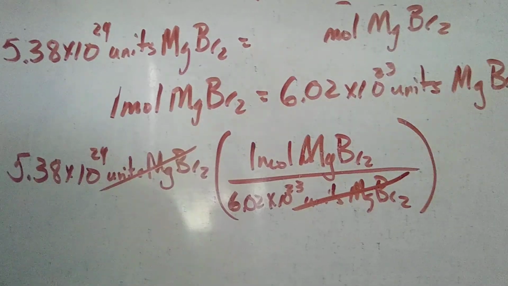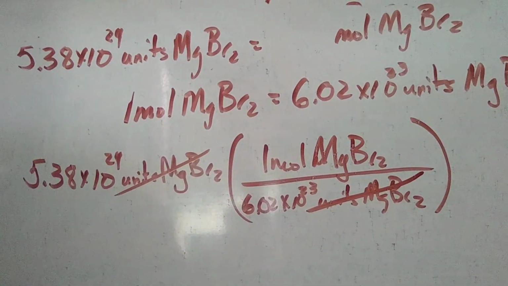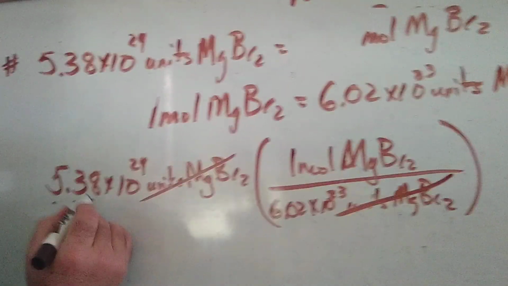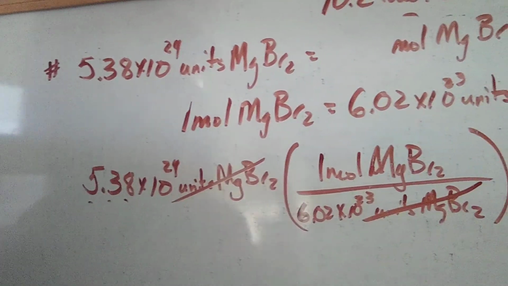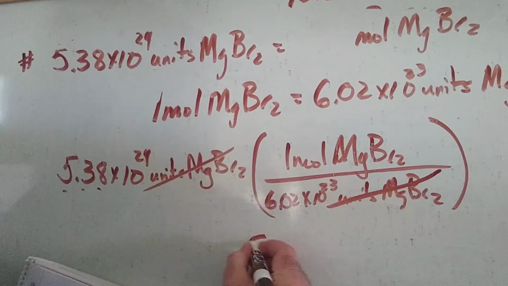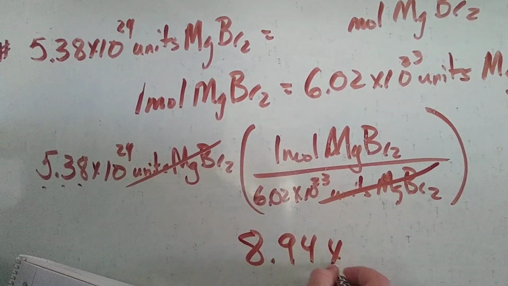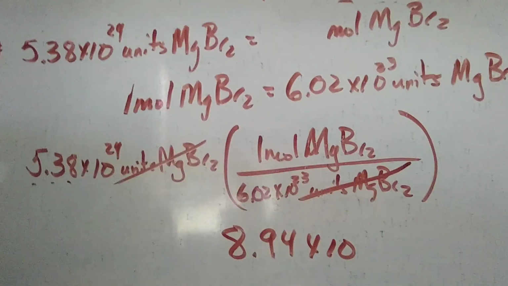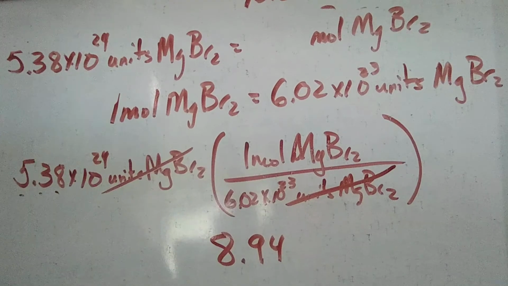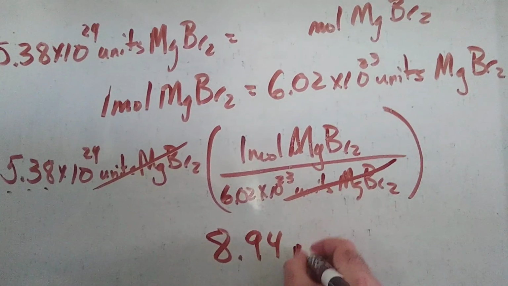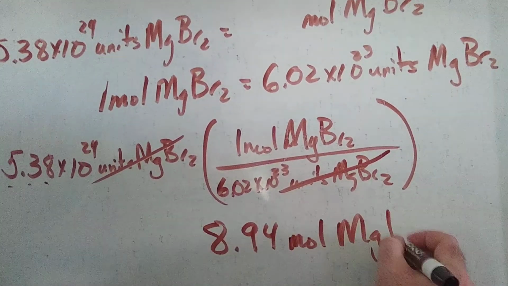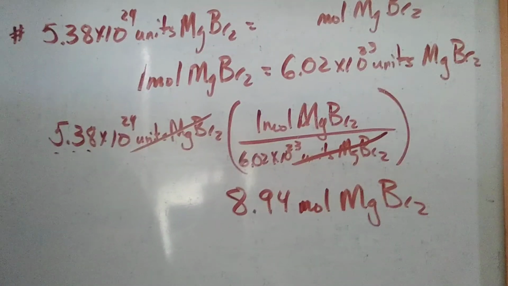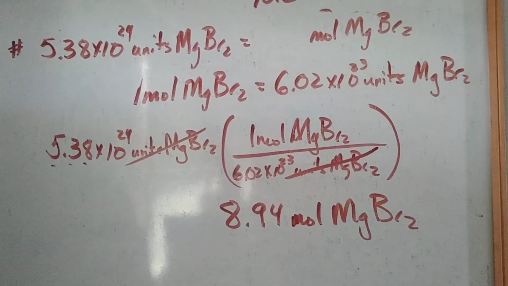I plug this in with my calculator, use my exponent function, and you come up with an answer of, and we look at right here, 1, 2, 3 sig figs. You should get an answer of 8.94 times 10 to the anything, is 8.94 moles of MgBr2. Okay? That is number 12. Okay?